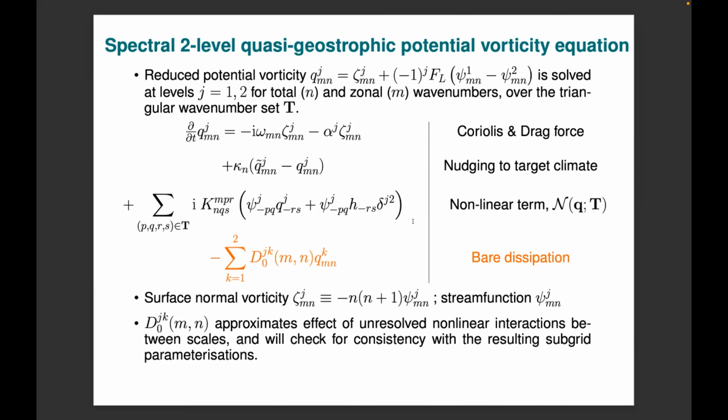And it's really only this term that is the key term that we need to address in any subgrid modeling studies, because it's only the nonlinear interactions that can transfer energy between scales. All the other linear terms are irrelevant in that context. And then we have a bare dissipation, which parameterizes the scales that are not resolved in our highest resolution model.